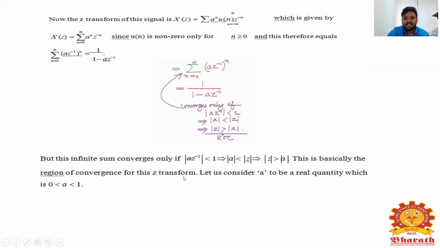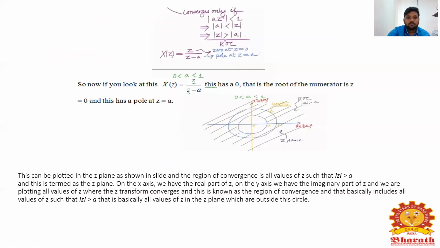So let us consider a to be a real quantity, where 0 is less than a and a is less than 1. For this region of convergence, X(z) is equal to z divided by z minus a, where here there is a zero at z equal to 0, and here the pole at z equal to a, that is z minus a can be taken as the pole at z equal to a. So the condition is 0 < a < 1. Now if you look at this X(z), it has a zero, which is the root of the numerator, z equal to 0, and a pole at z equal to a.